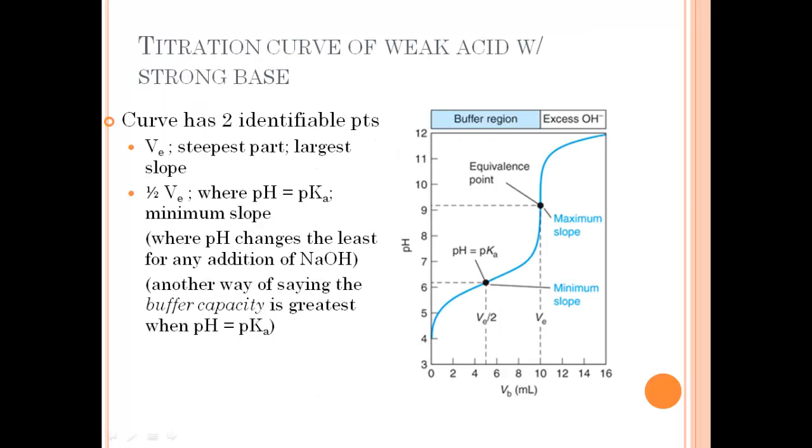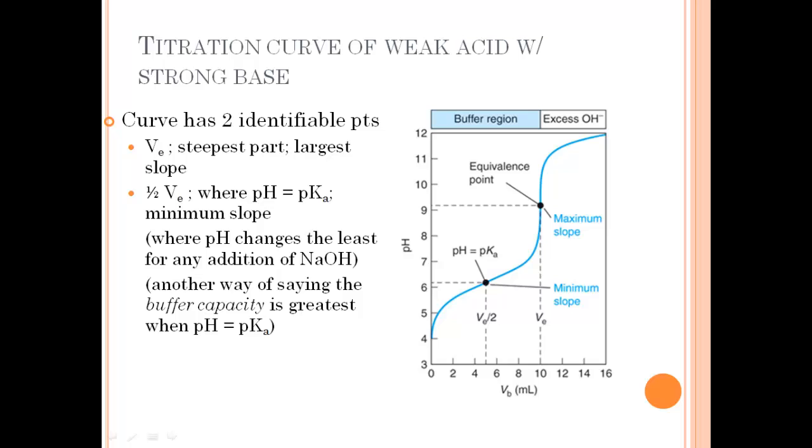So this is showing you the titration curve of a weak acid with a strong base. There's really 2 identifiable spots in a graph like this. The first one is, of course, the equivalence point, which is the steepest part of the graph, where you're going to have the greatest change in pH around that equivalence point. The second identifiable spot is half the volume that it takes to get to the equivalence point. See here, the equivalence point was 10 mL. Half of that is 5 mL. At that half is when your pH is equal to your pKa.